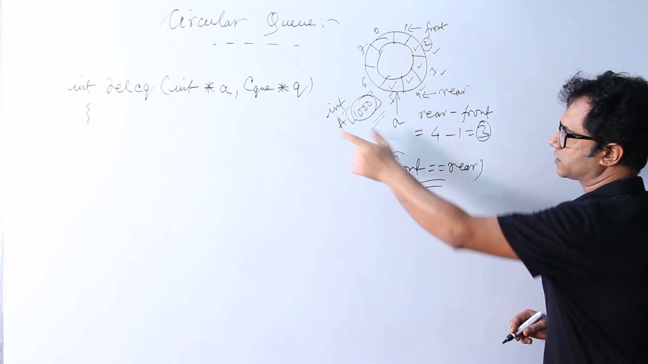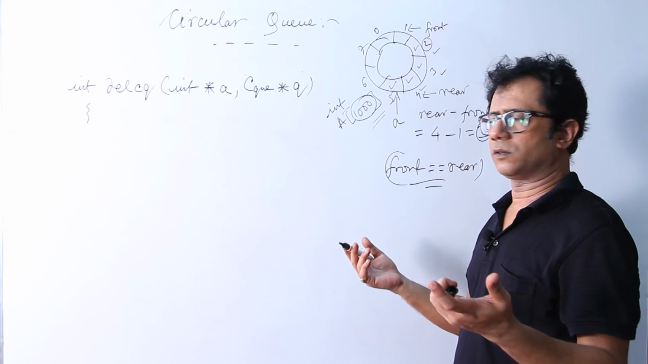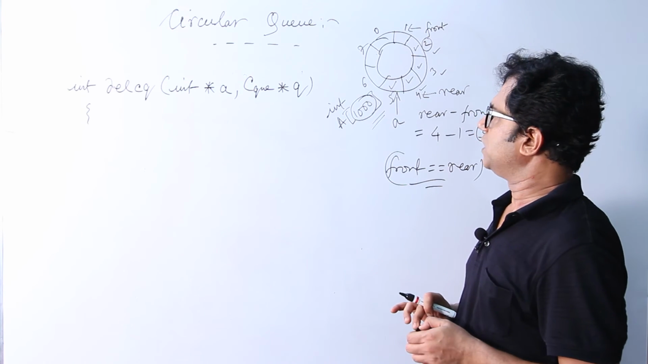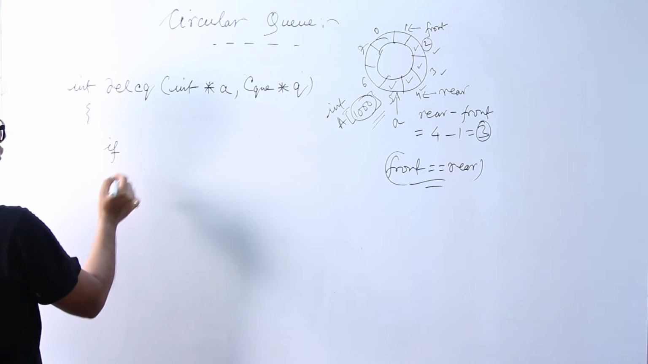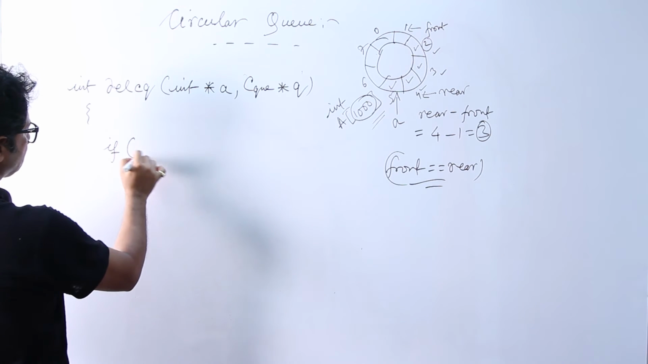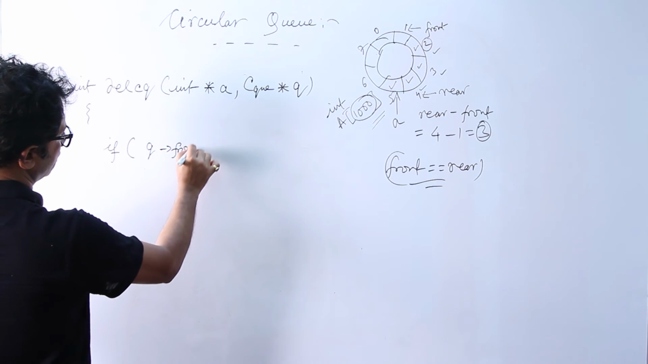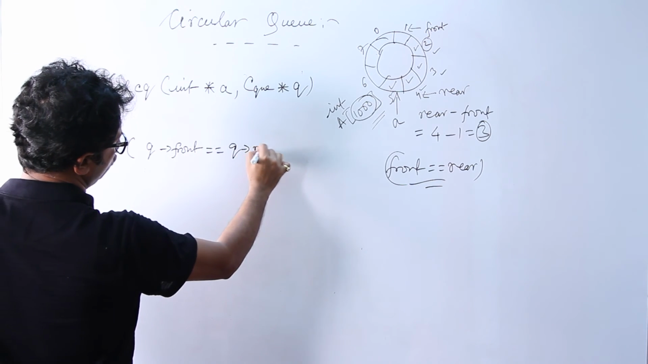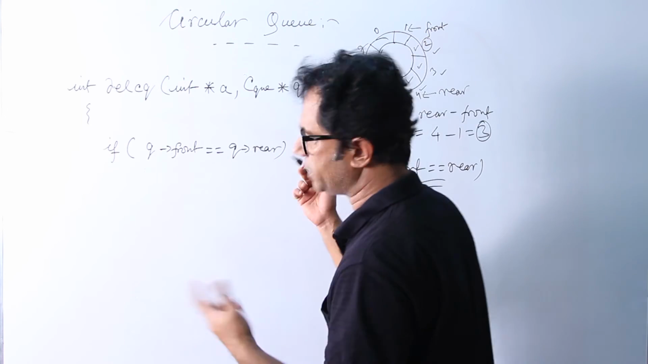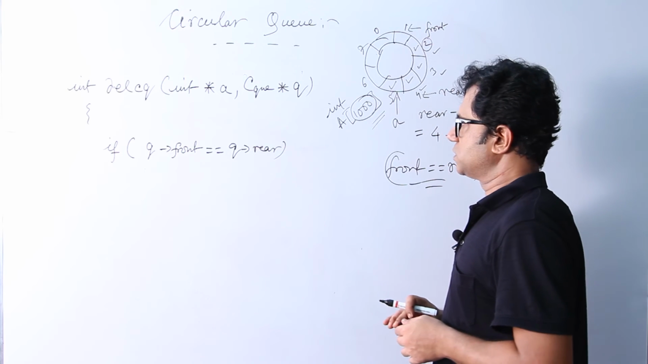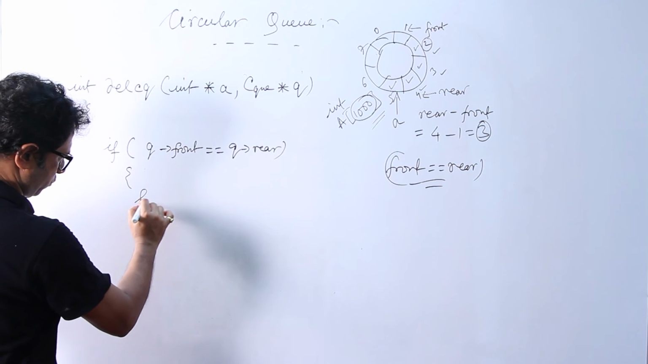So we are going to write this condition to check whether the queue is empty, and in that case it will prevent us from deleting any element from the queue. So we will put a check like this: if queue front equals queue rear, that is, the front equals rear condition holds, then it means that the queue is empty and we will not be able to delete any item from the queue in that case.